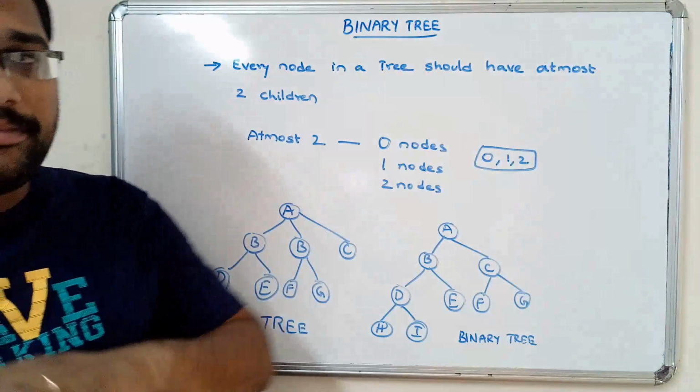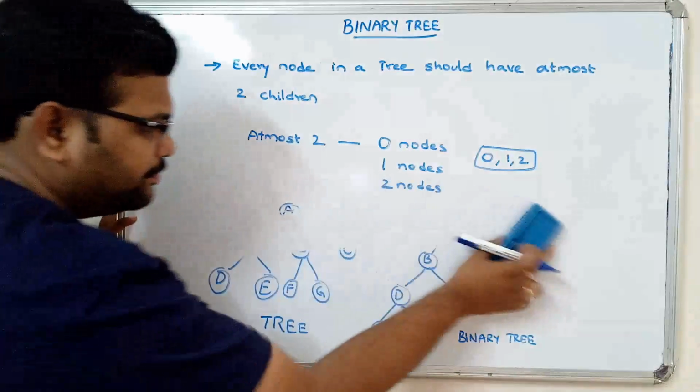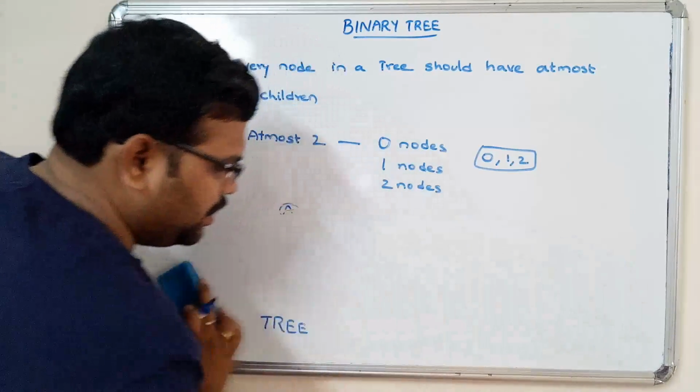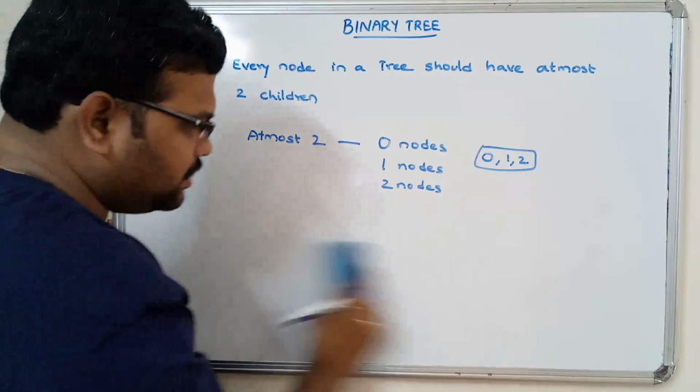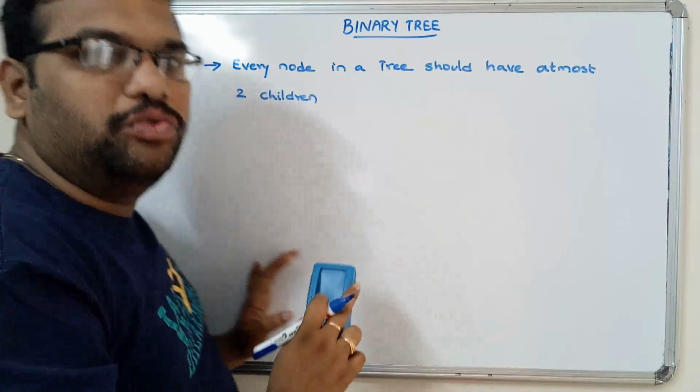So there are different types of binary trees, so we'll go with that. Just remember, binary means 2 digits, so every node can have at most 2 children.